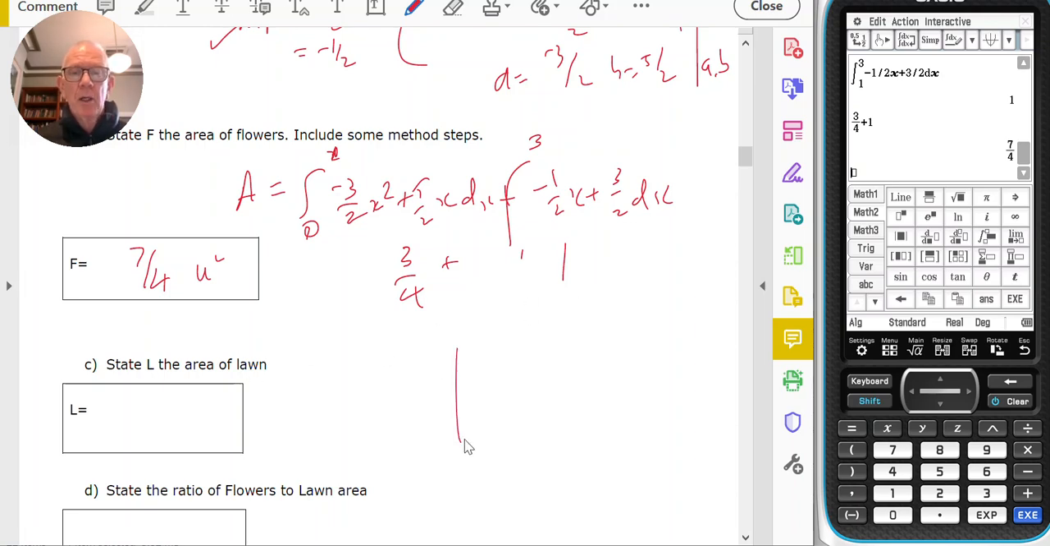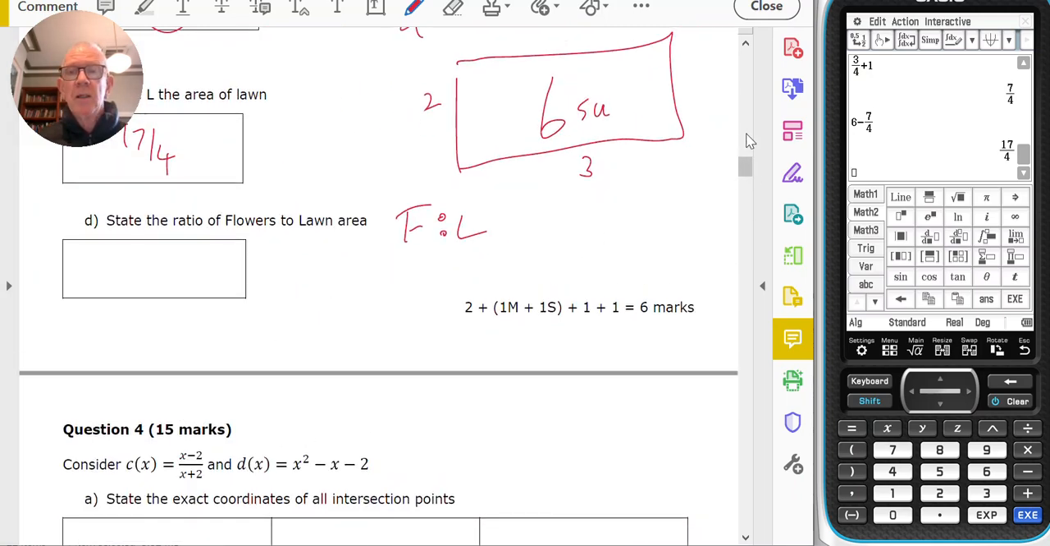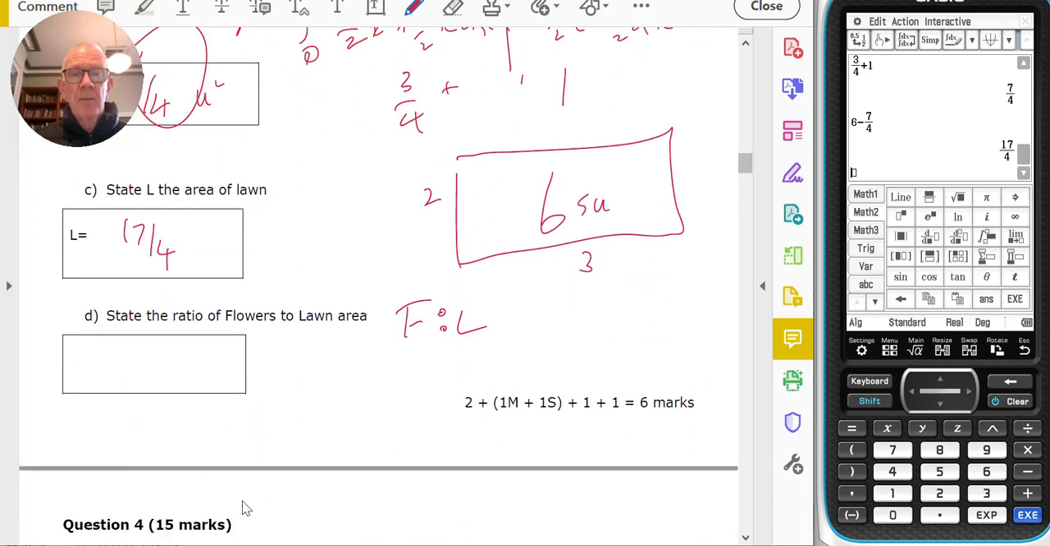Okay, now the lawn. Well, I know the total is a 2 by 3, so that's 6 square units in total, and I know this is 7 on 4, so if I go 6 minus 7 on 4, it's going to be 17 on 4. If I do the ratio of flowers to lawn, flowers is the small one, 7 on 4 to 17 on 4. Since I want whole numbers, multiply both sides by 4. 7 to 17 will be the ratio. And that's question number 3.